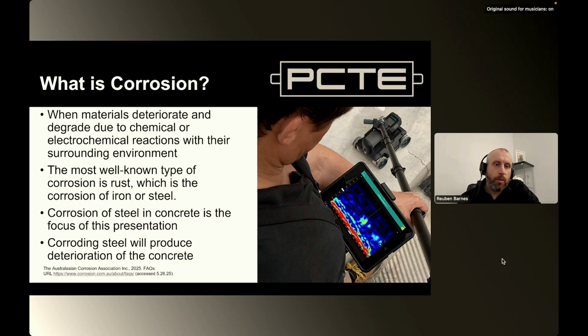So obviously, corrosion of steel in concrete is our focus for this presentation, and effectively, the reason why this is of interest to us is because corroding steel inside of concrete will create deterioration, and it's probably one of the main causes for the deterioration of our structures. So getting it right is important, and also being able to test for it for monitoring and maintenance purposes and potentially repair purposes is also important.